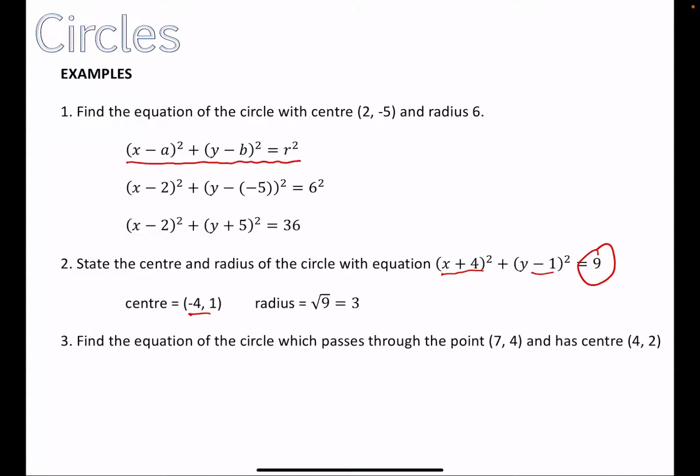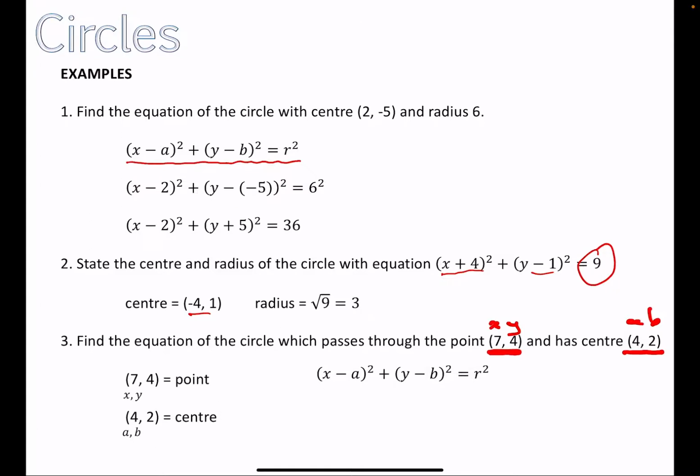So find the equation of the circle which passes through the point (7, 4) and has center (4, 2). The idea is this point (7, 4) just has to show a point on the circle. So that's going to be our x and our y. Okay, the (4, 2) is the center, so that's going to be our a and our b. So then it's just a case of substituting them in to the equation and working out what it will be in terms of the radius, and then we can substitute it back in.